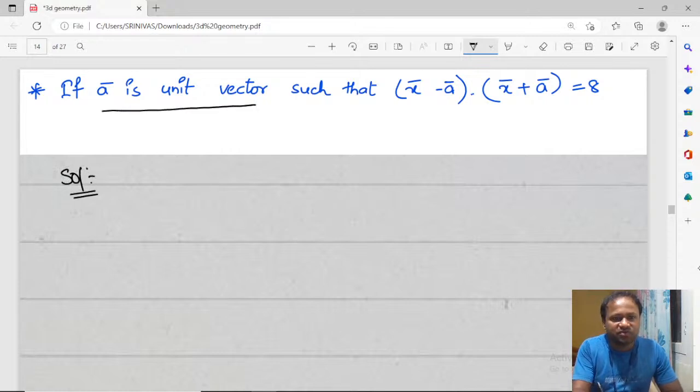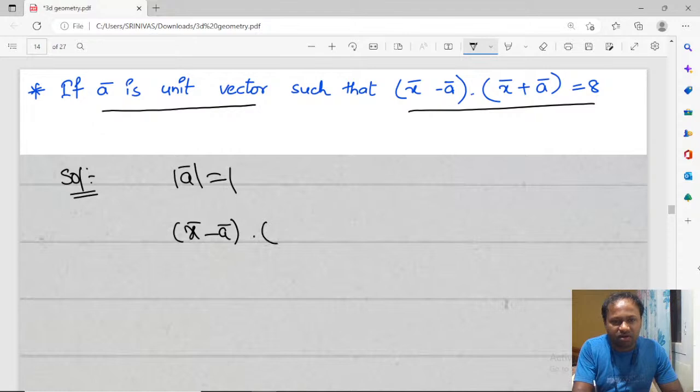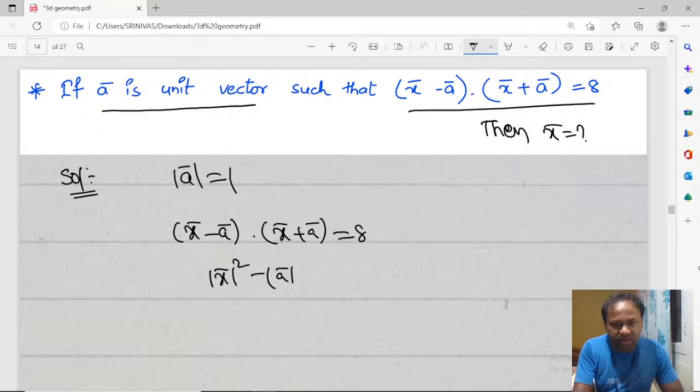What is that? a bar is a unit vector. Unit vector length, how much? 1. So what is the value of this? (x bar minus a bar) dot (x bar plus a bar) is equal to 8. Then we need to find the x bar value. It is in the form of (a plus b) into (a minus b). We can write it as a square minus b square is equal to 8.